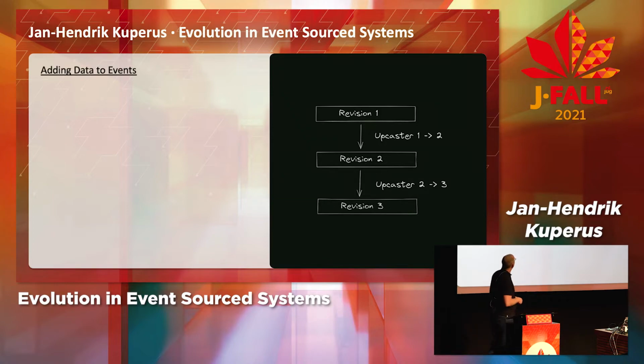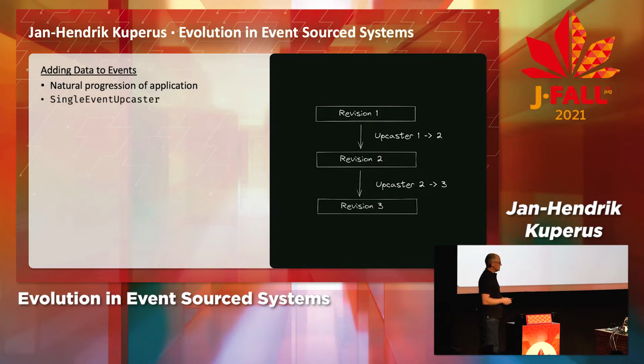All right. So, adding data. Adding data is straightforward. It's also a natural way for an application to grow. At some point, people want to collect more data, or more data is available from the systems around it, and you just want to add this to your events. So you create a new version of your event that has this new field, but then of course you have to change the events that are already in the stream. And you can use the single event upcaster that Axon has specifically for this purpose. And you should always at least provide default values.